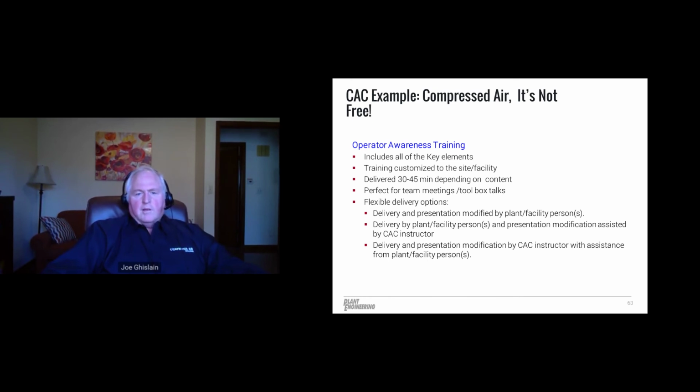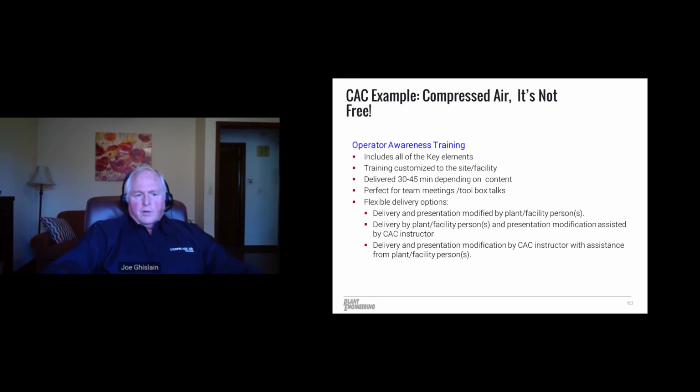And really the key is, for any operating one, whether it's this one or anything else, you want the operator awareness to go through and hit all the previous items. And in this case, it's customized to the site. You use it for toolbox and lunch talks, 30 to 45 minutes, perfect for team tool meetings, and it's flexible. So you can download it, deliver it, you can have help with an instructor delivering it, or have somebody deliver it for you.